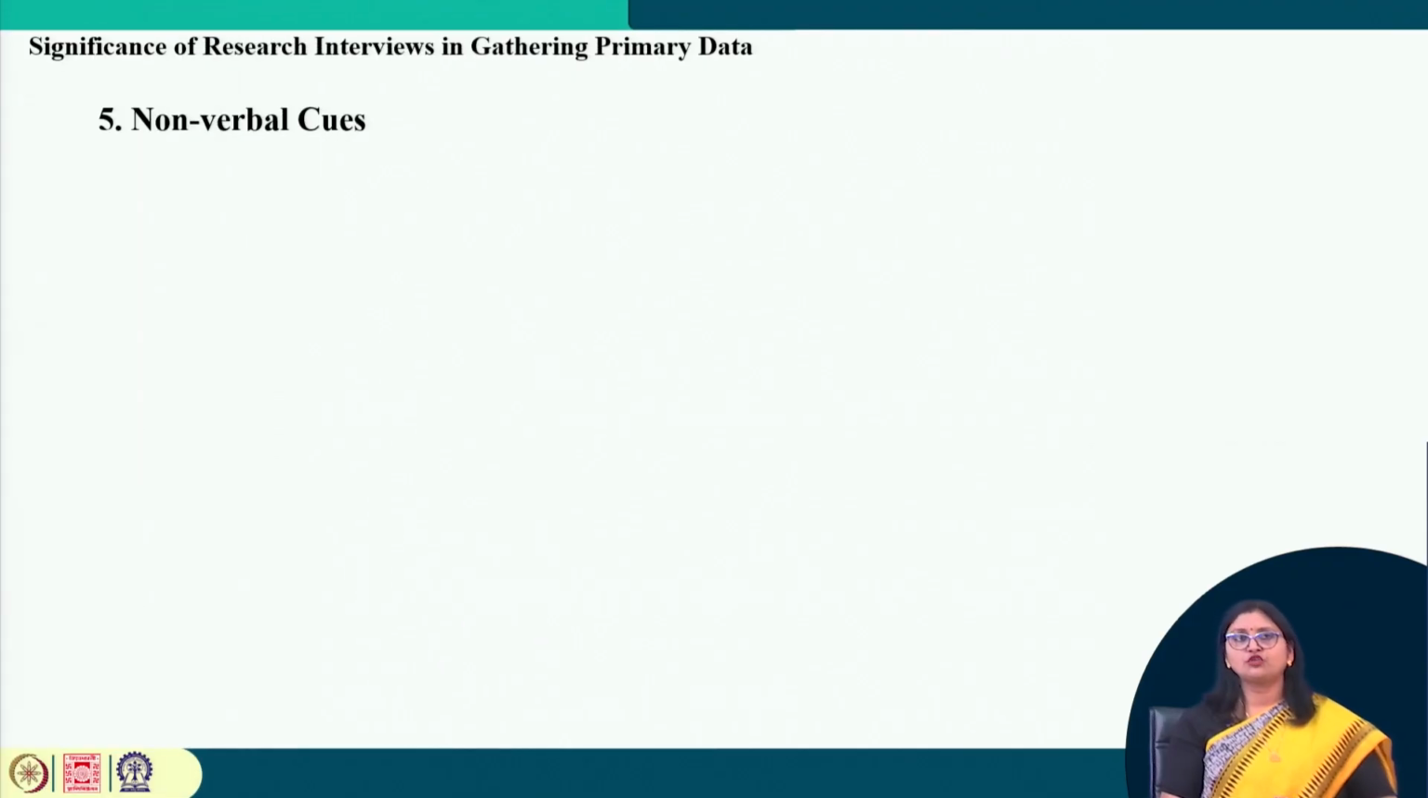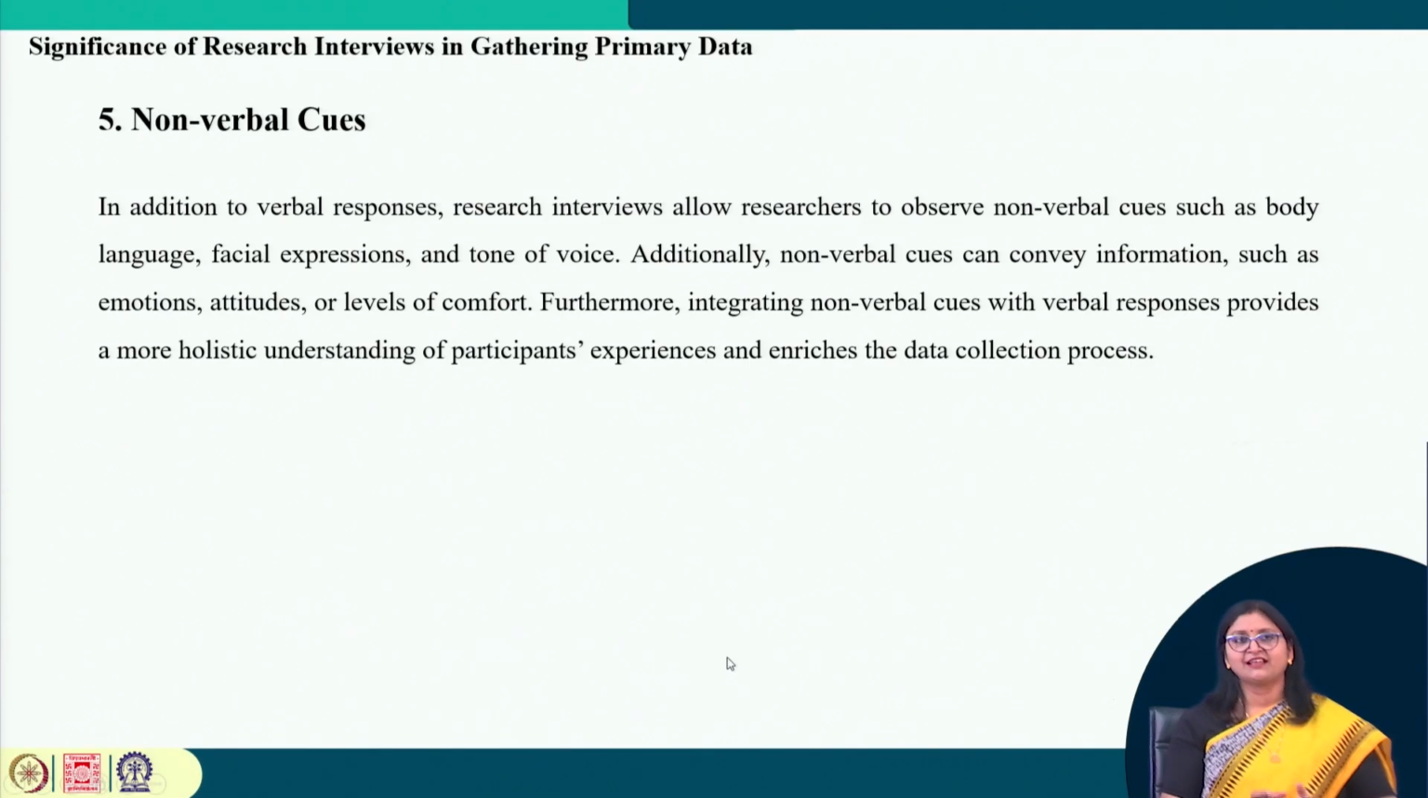The fifth one is non-verbal cues. In addition to the verbal responses, research interviews allow researchers to observe non-verbal cues. This is not available in any other research tool. These non-verbal cues, such as body language, facial expression and tone of voice, can convey information such as emotions, attitude, level of comfort, etc. at the time of the interview.